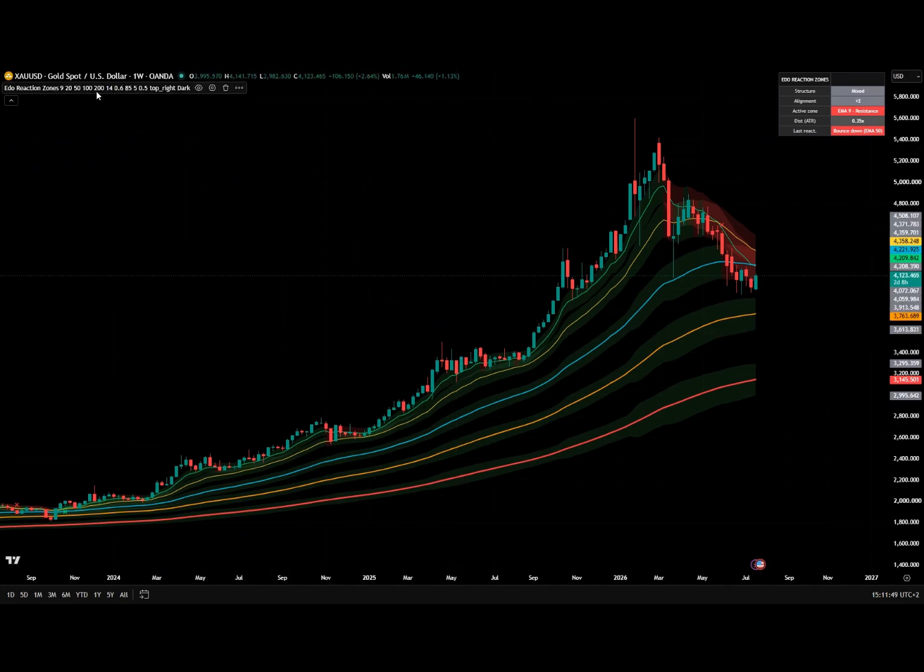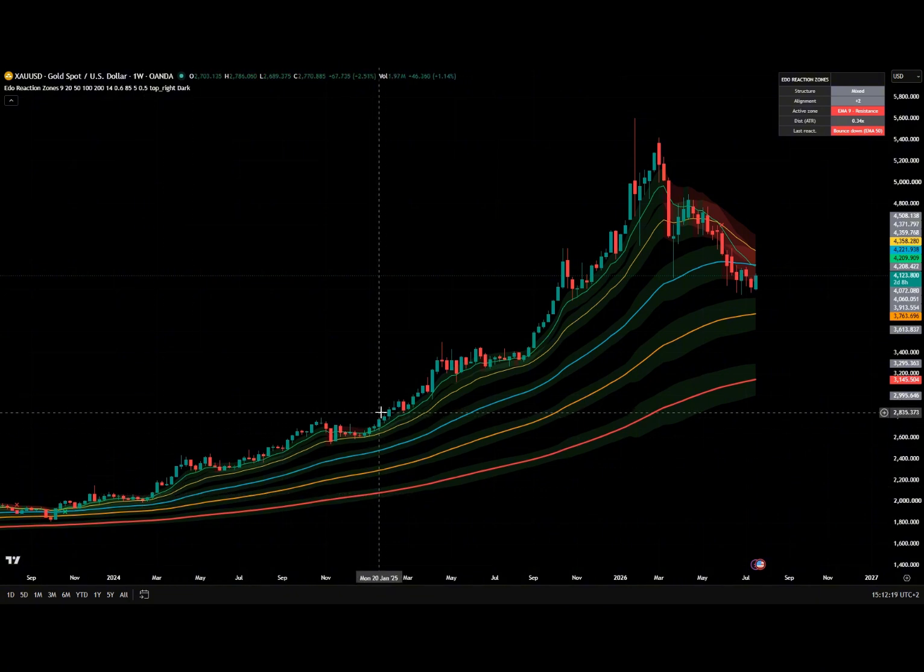Welcome to Edolab Markets. Today we are going to read real charts, live, using Edo Reaction Zones. On a real chart, price almost never touches a moving average at an exact point and bounces. It approaches it, pierces it a little, hovers around it for a few candles, and only then bounces or breaks. So a moving average behaves like a region, a reaction zone, not a line.